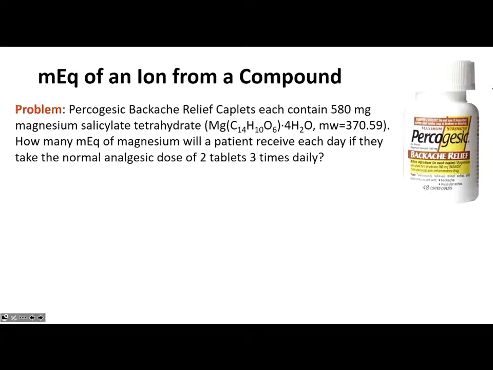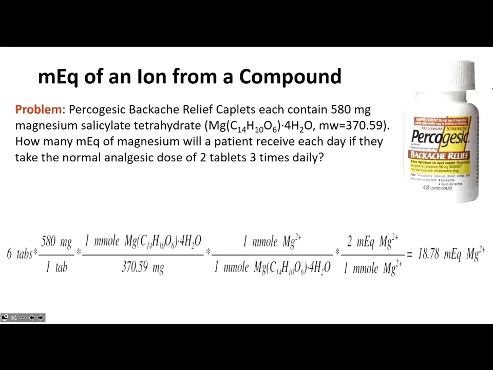Okay? Well, to fit my equation here on the end, I kind of cheated a step. How many tablets per day then? If they're taking 2 at a time and they do that 3 times a day, how many is that? 6, hopefully. Okay, so I start with 6. They're taking 6 tablets per day. And we said there are 580 milligrams of magnesium salicylate tetrahydrate in each one. So if I take 6 times 580, that would give me the total weight of the compound that I'm getting per day.